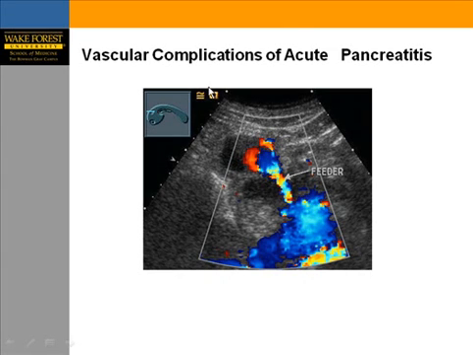Another example of vascular complications of acute pancreatitis. This patient with acute pancreatitis, as you can see, presents with a large pseudoaneurysm of the GDA, partially thrombosed. Color Doppler helps us to identify the feeder, and this will eventually end up going to the interventional suite for embolization to treat this complication.